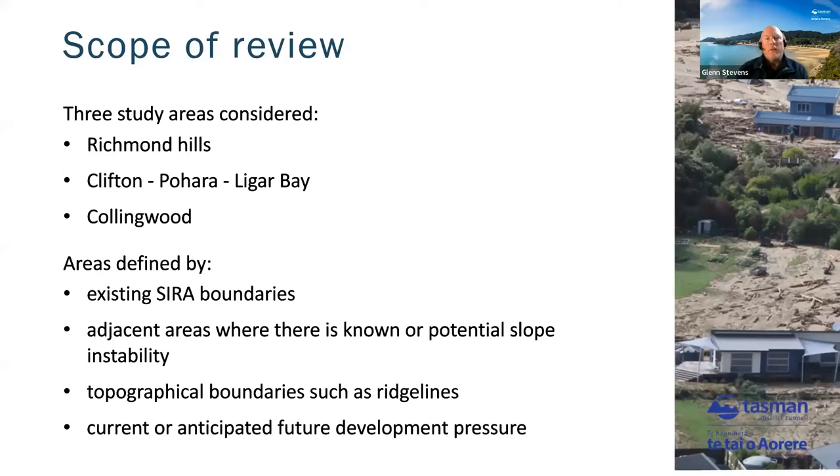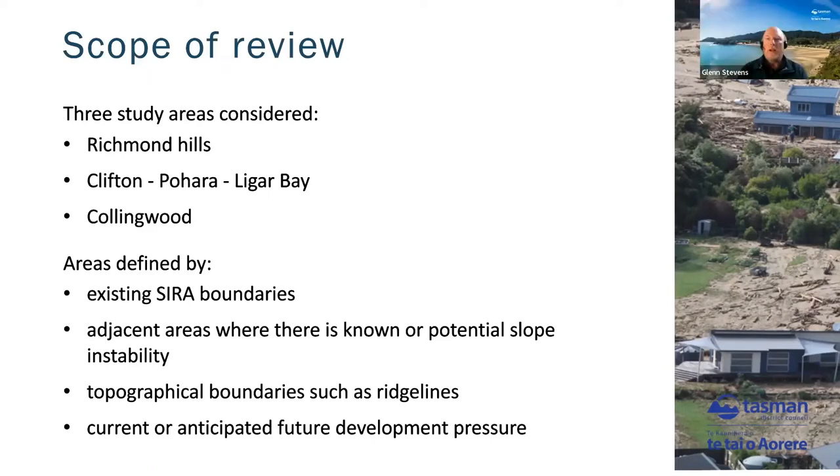In terms of the review that we've recently had undertaken by Becca, they looked at three of the existing SIRA areas: the Richmond Hills, the Clifton, Pohara, Ligar Bay area, and Collingwood. The areas for review were defined based on the existing SIRA, and then we also looked at adjacent areas where there's known potential slope instability. An example is where we know the steeper slopes continue along the valley, but the existing SIRA only targeted a portion of that.